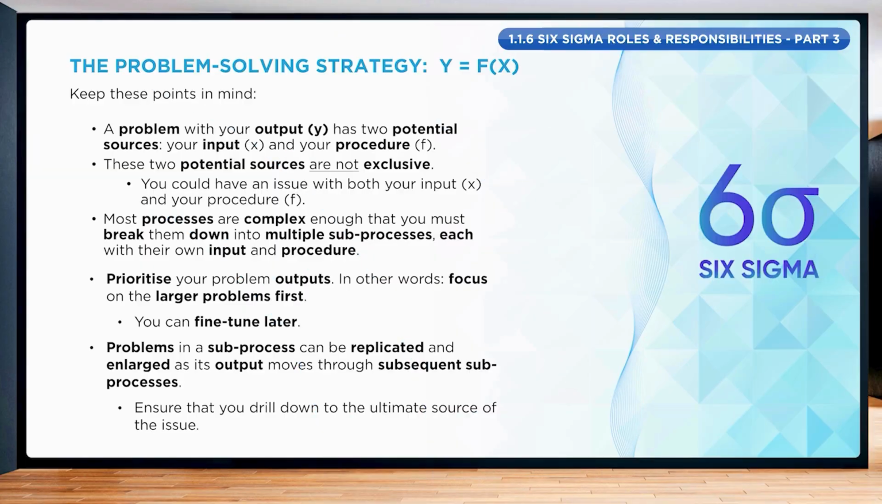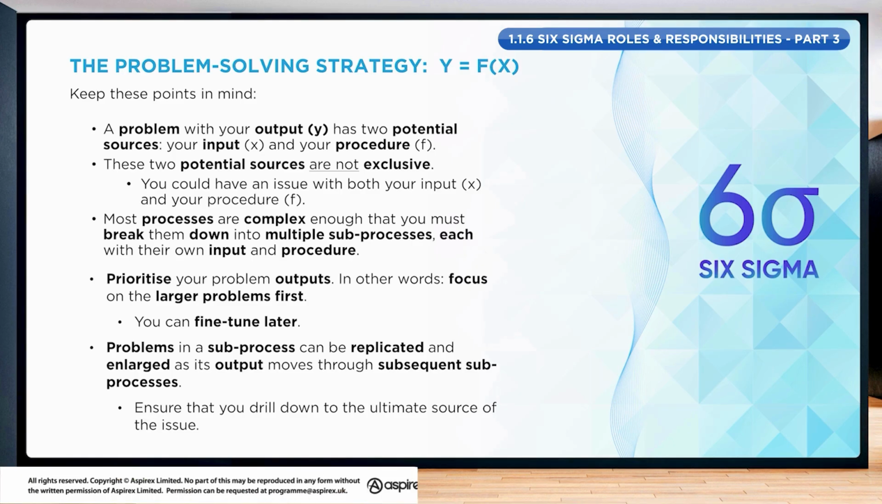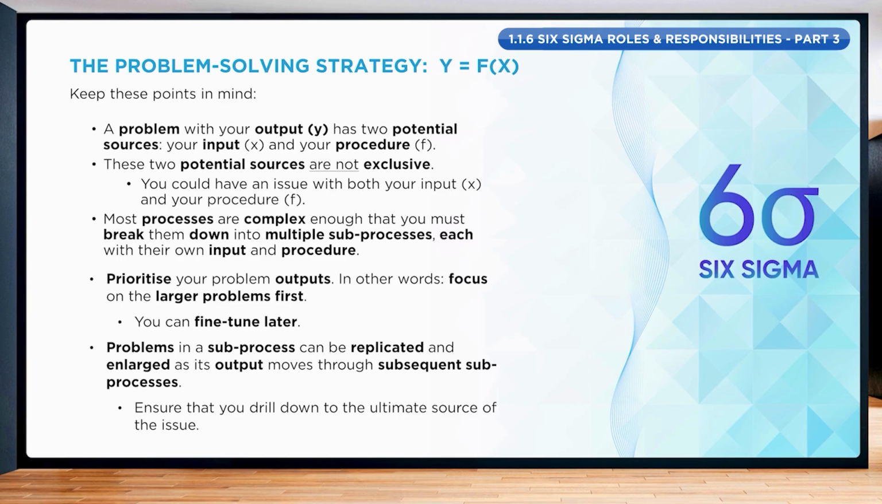Now we're going to summarize some key points associated with the problem-solving strategy, which is the equation y is a function of x. So the first one, if you have a problem with a process output, this may have two potential sources, your inputs and your procedure for transforming the inputs into an output. So these two potential sources are not mutually exclusive.